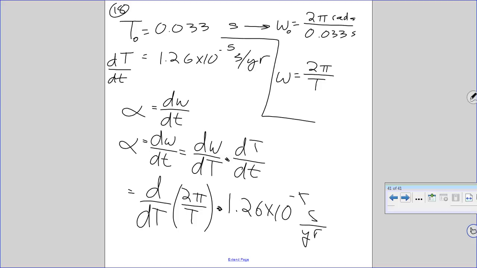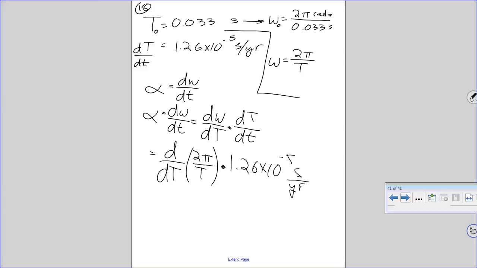So the trick lies in rewriting angular velocity in terms of the variable that we're given, in this case capital T, period. So that was the trick there, rewriting d omega over d little t as d omega over d big T, d big T over dt. Okay, so we just have to differentiate this thing. This is 2 pi times T to the negative 1, so the derivative of that is going to be negative 2 pi T to the negative 2, so over T squared, right? Follow? Times 1.26 times 10 to the negative fifth seconds per year.